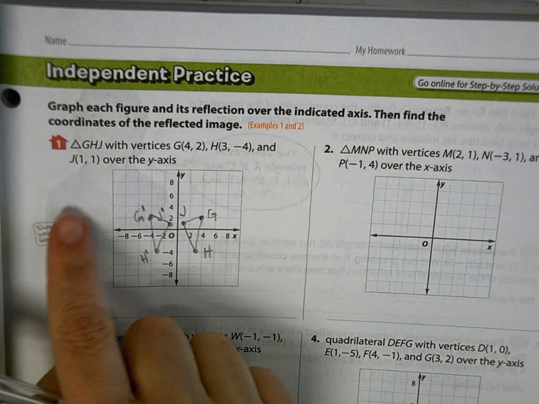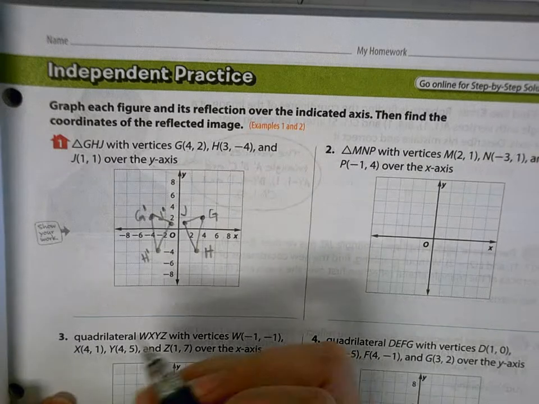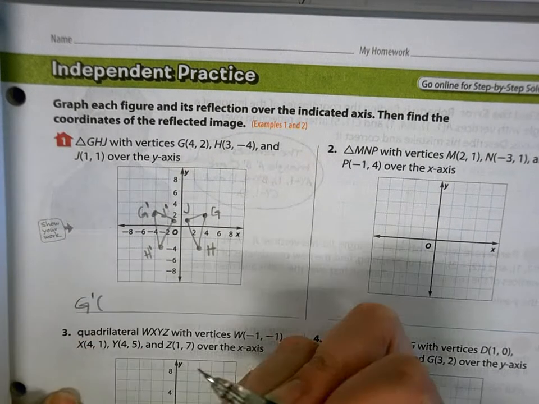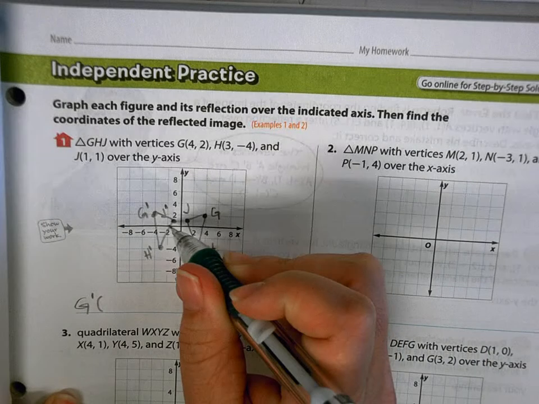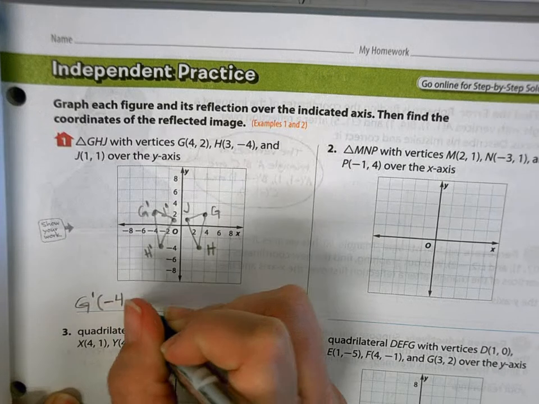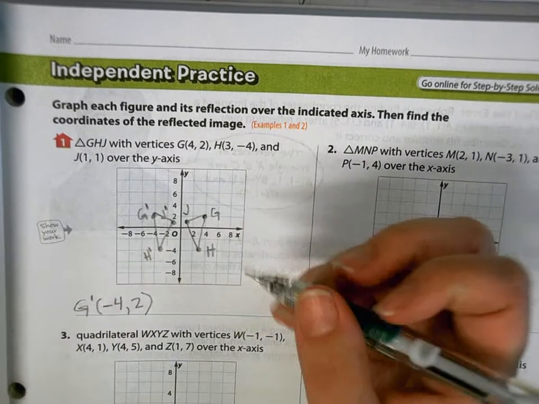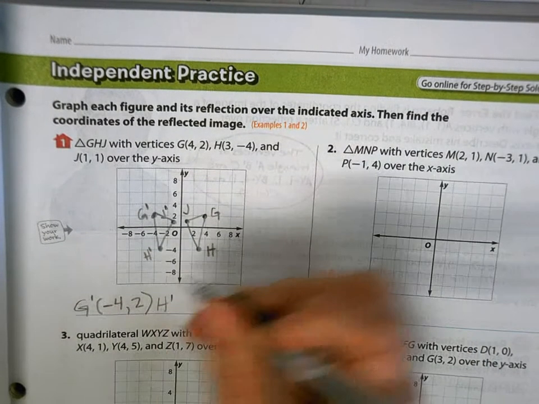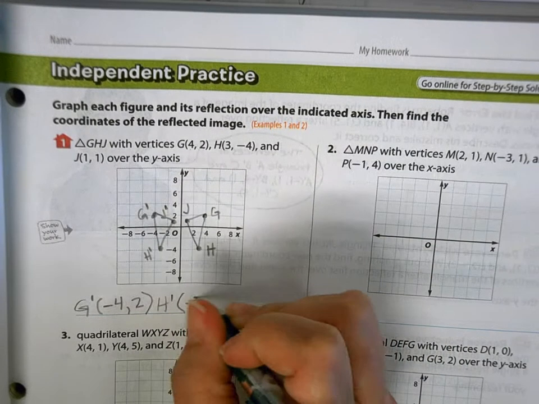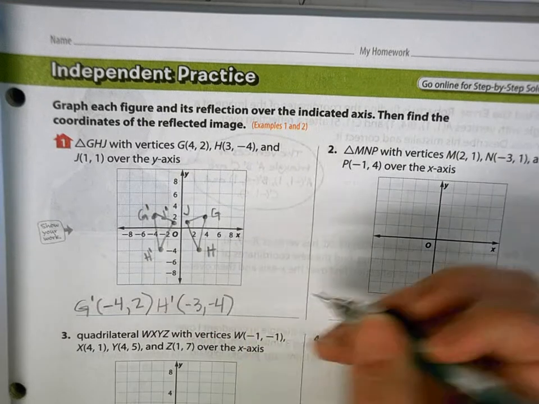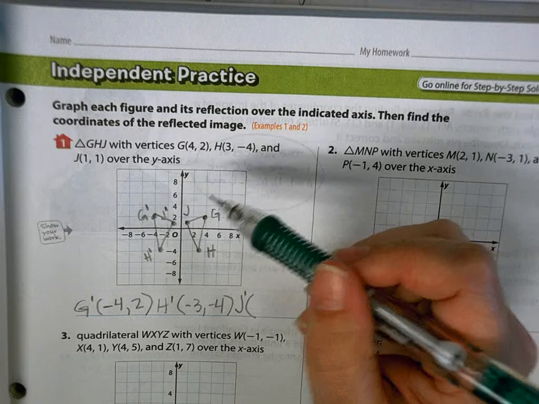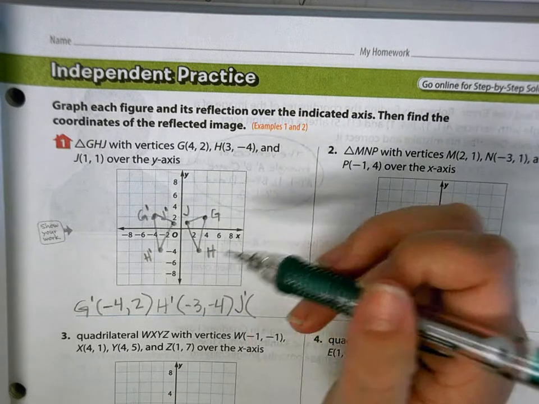Okay, now it says to write the new ones, so we have to write these ones. So we're going to write G prime. G prime is now at negative 4, positive 2. Okay, and then H prime is at negative 3, negative 4. And J prime is now at, where is it? Negative 1, 1.